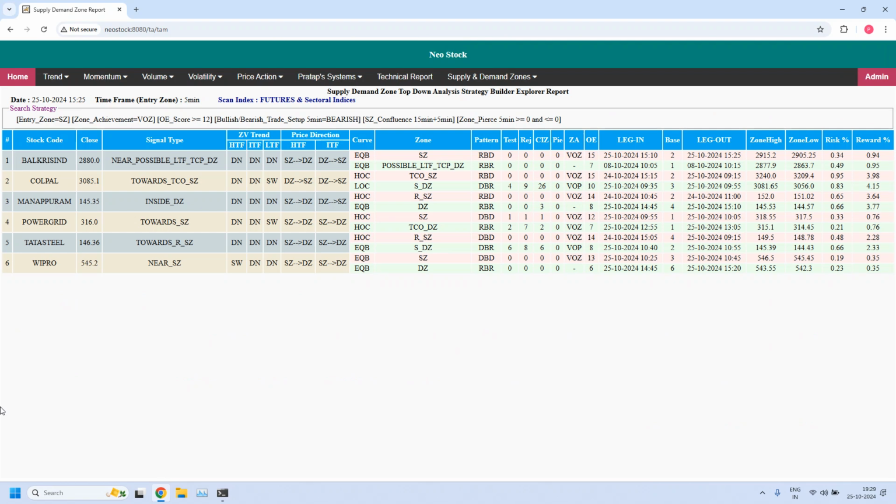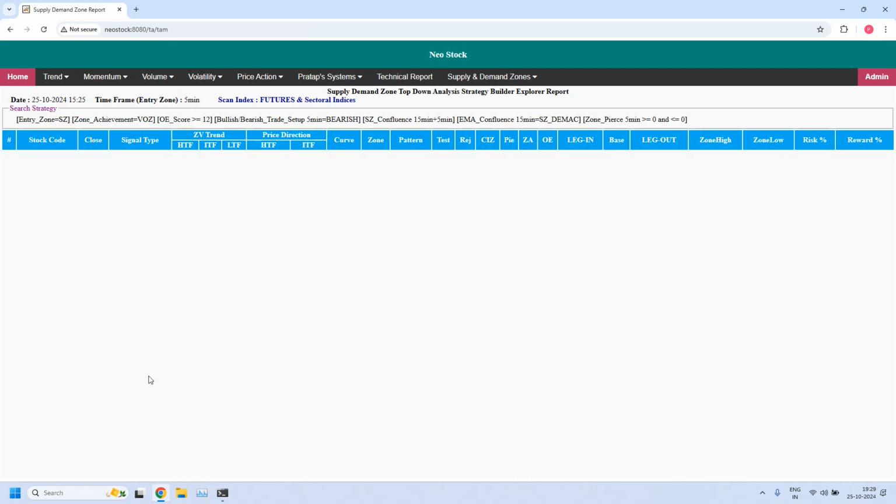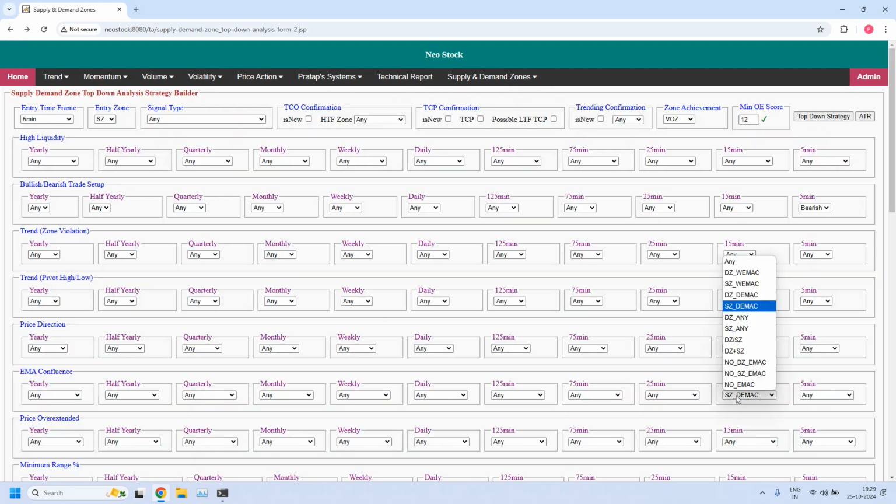And in this 15-minute supply zone, trend is downtrend. If the 15-minute supply zone is having any daily EMA confluence, it is an even more high probability setup. Let's verify if any. In the EMA confluence, at 15 minutes time frame, I enabled the 15-minute supply zone with daily EMA confluence filter. None of the stocks are having EMA confluence. Only ITF confluence is there.